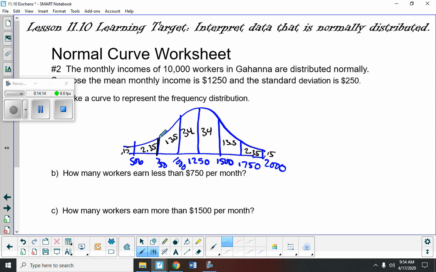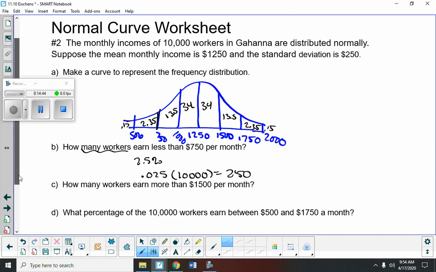Okay, how many workers earn less than $750 per month? Okay, so this is how many workers, not what percent. So first, the percent would be 2.5%. And so to figure that out, then we want 2.5% of 10,000 workers. So 0.025, change that to a decimal, of means times 10,000. And that gives you 250. So 250 workers there earn less than $750 a month.